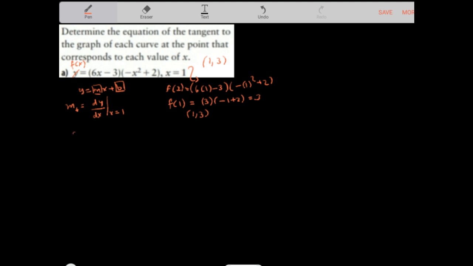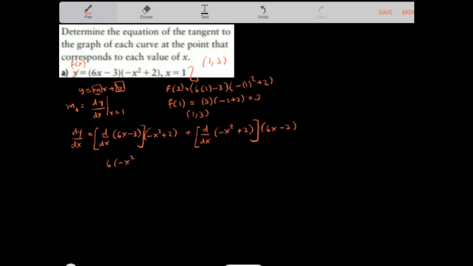Okay, so let's find the slope of the tangent. So let's first find the derivative. I'm going to be using product rule, so I'm going to find the derivative of 6x minus 3 times negative x squared plus 2, plus the derivative of negative x squared plus 2 times 6x minus 3. In this case, you get 6 times negative x squared plus 2, plus the derivative of, well, in this case, there's going to be a negative 2x times 6x minus 3. So then you get negative 6x squared plus 12 minus 12x squared plus 6x.